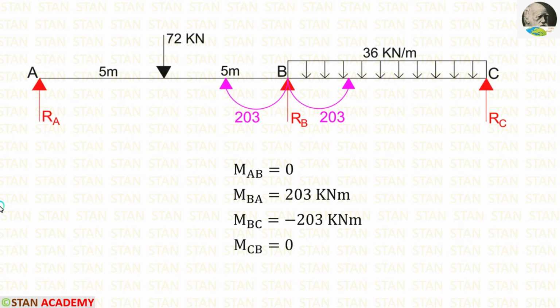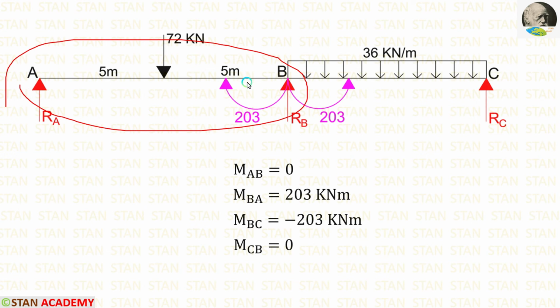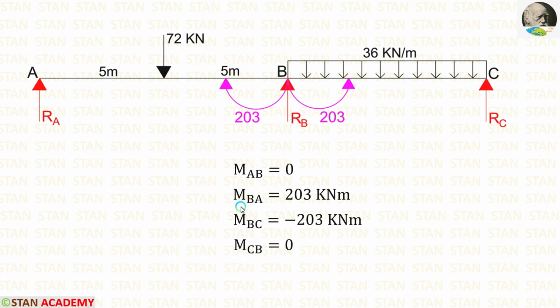In this beam, we have calculated the final moments. For MBA, we are getting a positive value. That means it is acting in the clockwise direction. For MBC, we are getting a negative value. That means it is acting in the anticlockwise direction. Now, let us calculate the reactions. First, let us take the span AB and calculate the reactions. In the span AB, we are having a moment MBA which is acting in the clockwise direction. So, when we calculate the reactions in the span AB, we have to take the moment MBA.